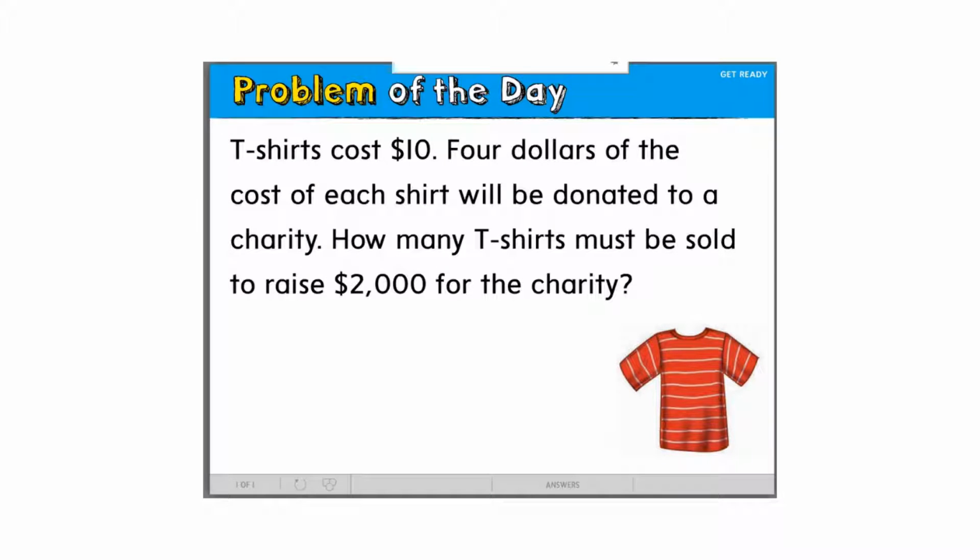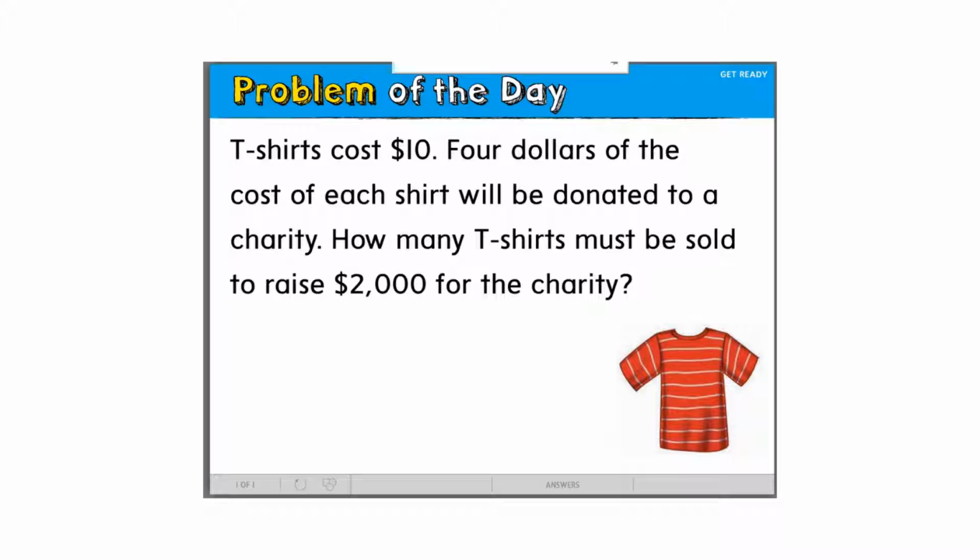Here's your problem of the day. I want you to think really carefully. T-shirts cost $10. There's one piece of information. $4 of the cost of each shirt will be donated to a charity. So $4 off of every $10 they sell, they're going to donate to charity. How many T-shirts must be sold to raise $2,000 for the charity?